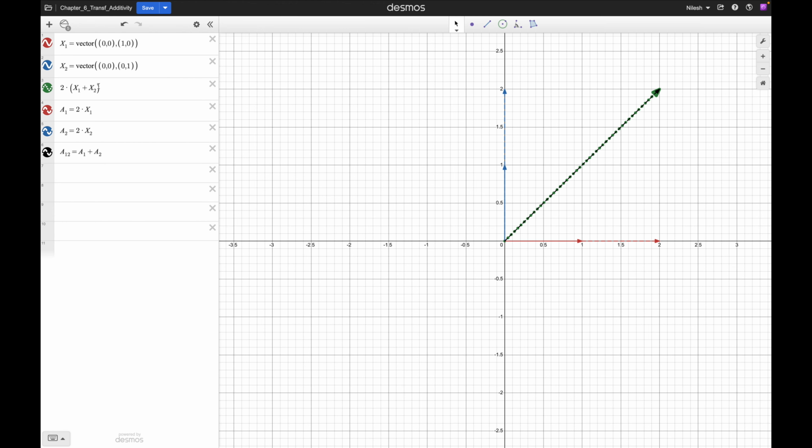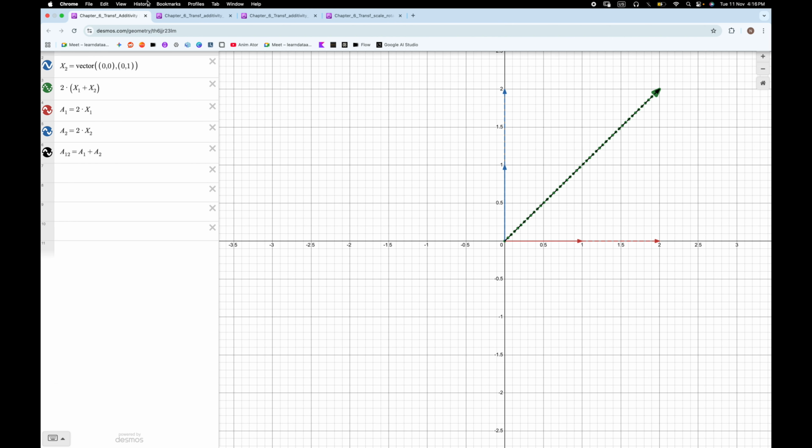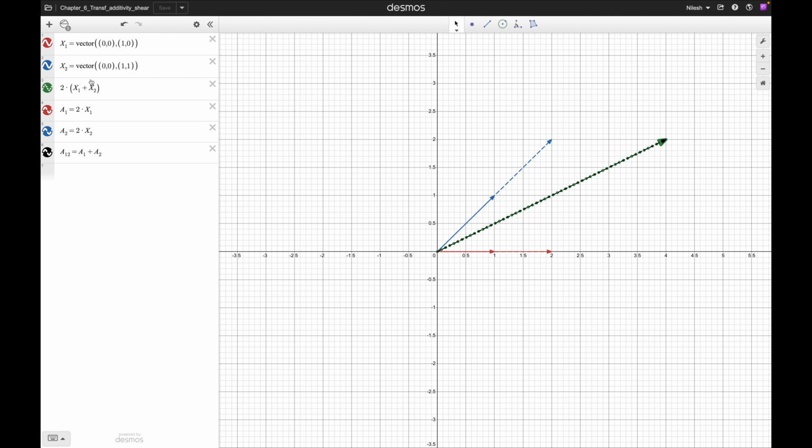So this is sort of the visual about how that rule holds that we just looked at, where we said that if we add x1 and x2 first and then apply the rule, it is the same thing as applying the rule individually to x1 and x2 and then adding them later.